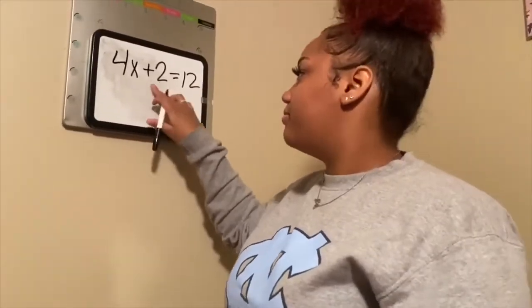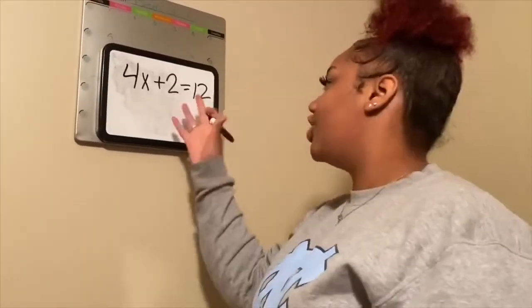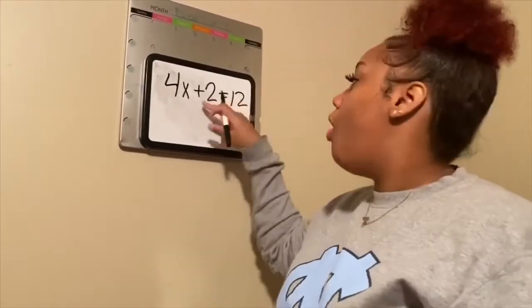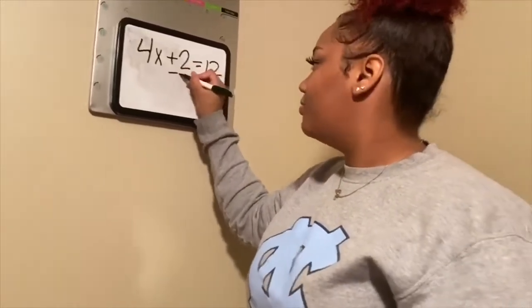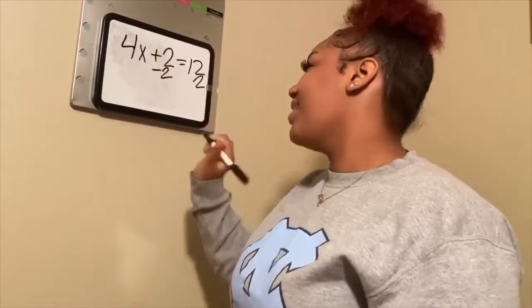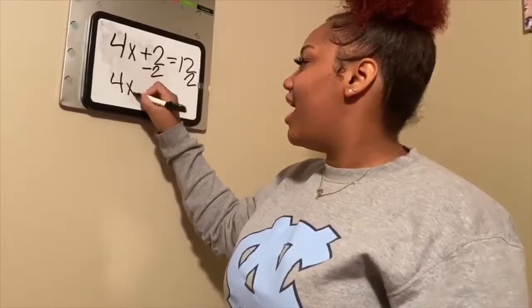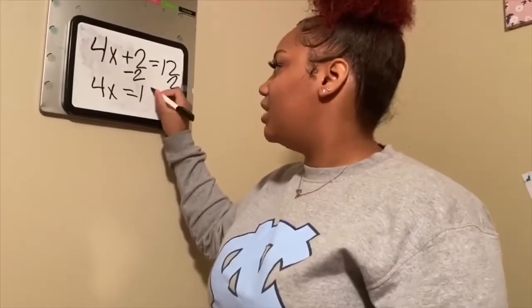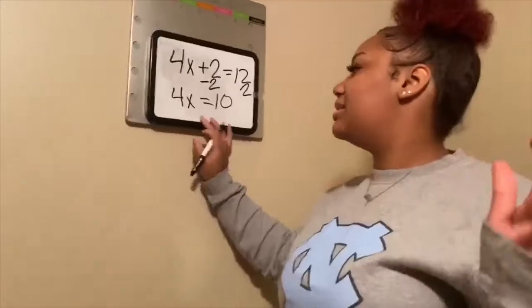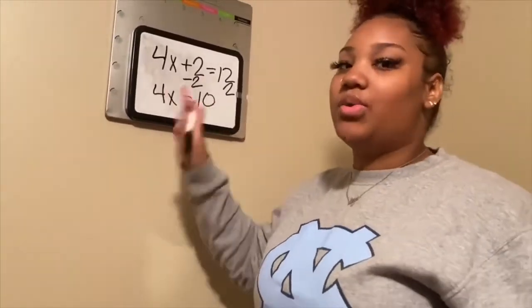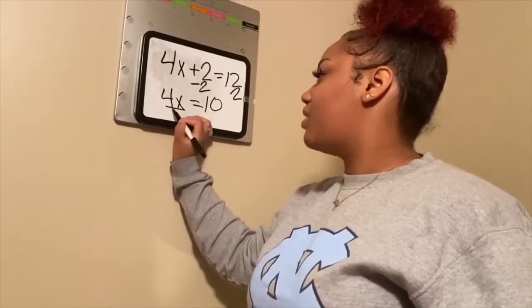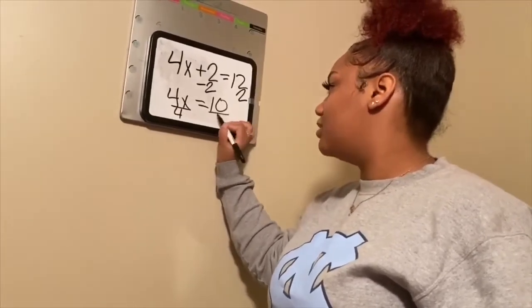So you see this 2 right here? You're going to have to do the opposite to the 12. So we're going to take 2. That's 4x equals 10. You're not done. This isn't the answer. Now you're back to a 1-step equation and you have to do the 1-step equation. So we're going to divide by 4 on both sides.